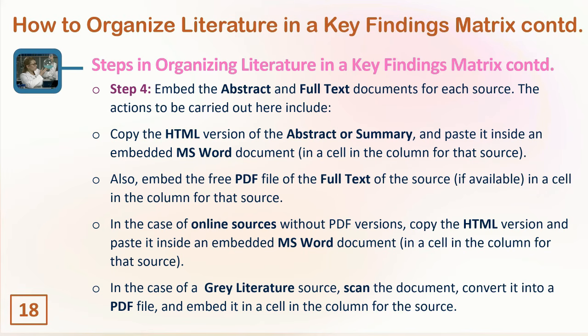In the case of online sources without PDF versions, copy the HTML version and paste it inside an embedded Microsoft Word document in a cell in the column for that source. In the case of a grey literature source, such as a dissertation which has not been published, scan the document, convert it into a PDF file, and embed it in a cell in the column for that source.